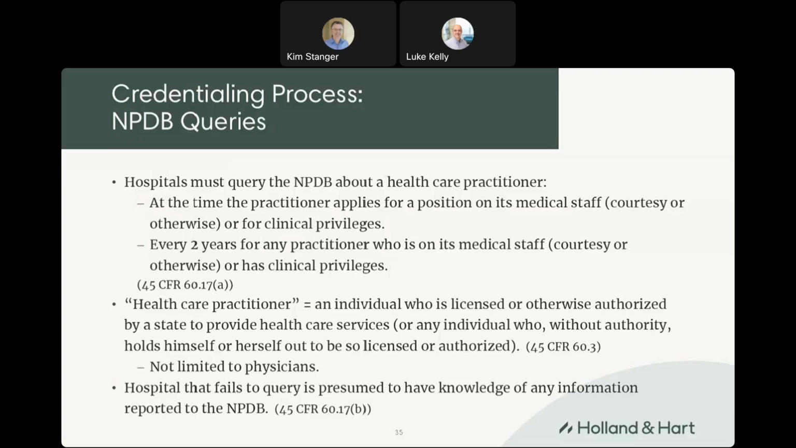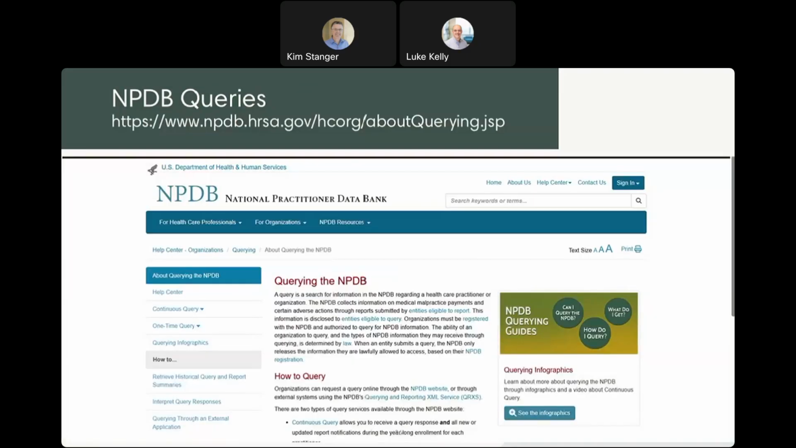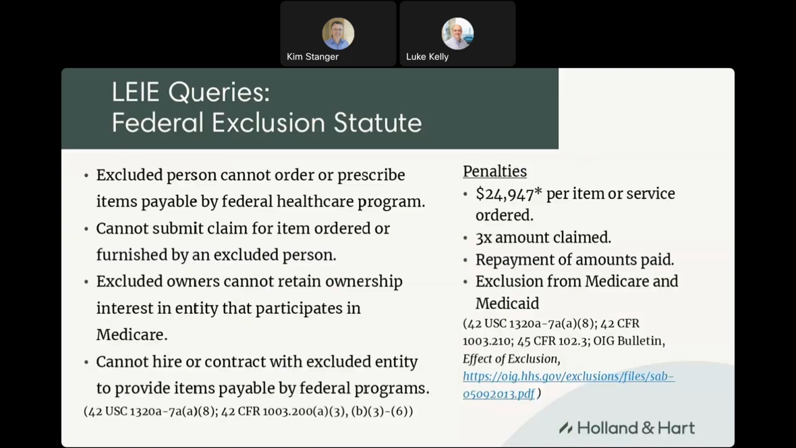If you fail to do that query, there are really no specific monetary penalties, I don't believe, but you are presumed to have knowledge of any information that would have shown up in the NPDB report. So if you put somebody on the medical staff and the NPDB report would show that they were a bad actor and you messed up by putting them on the medical staff, then you may be subject to a negligent credentialing claim. In order to do that query, you guys all probably know this already, you have to become registered with the NPDB. They only allow certain entities to register with them, but if you're registered, then you have to query the NPDB by going to that website.